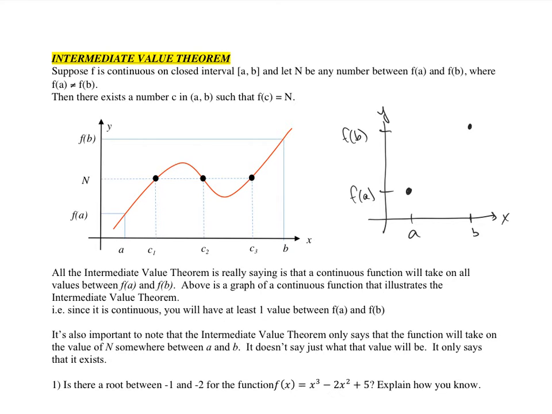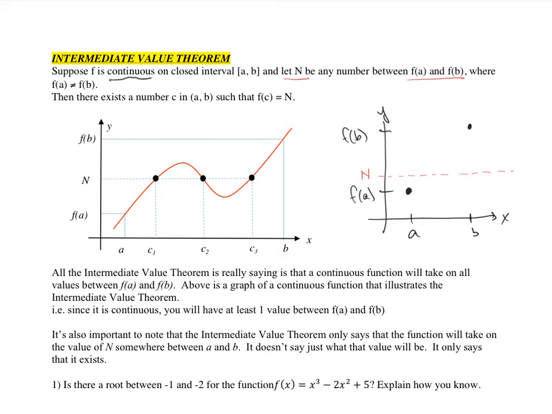Now, remember what continuous means. Continuous means that I'm going to go from point A here to B without picking up my pencil. So I'm going from A to B without picking up my pencil. Now, here's the thing about the intermediate value theorem: I'm going to draw some value n. You could put it wherever you want, but it's got to be between f(a) and f(b). So I'm going to put some value n here.